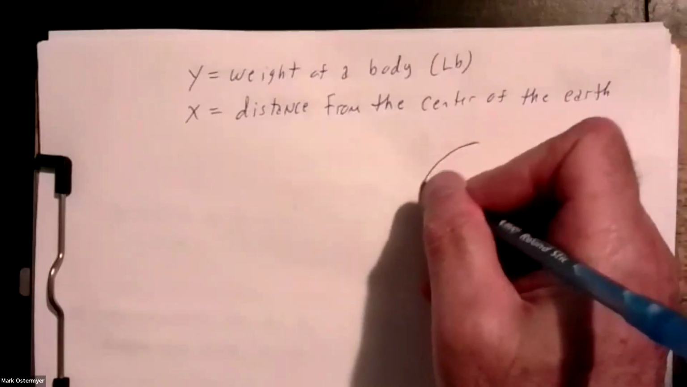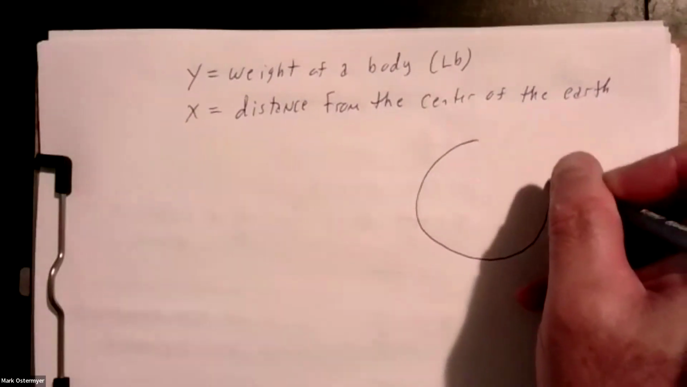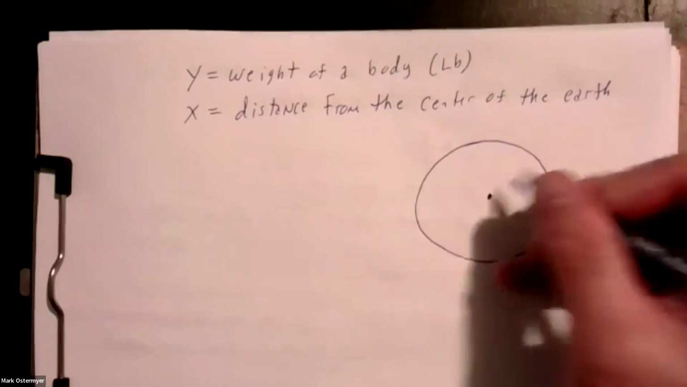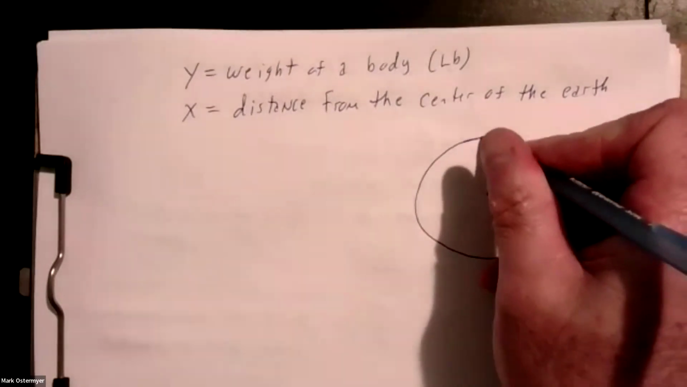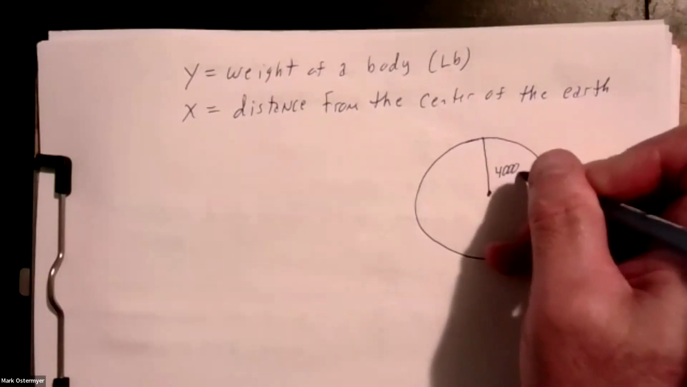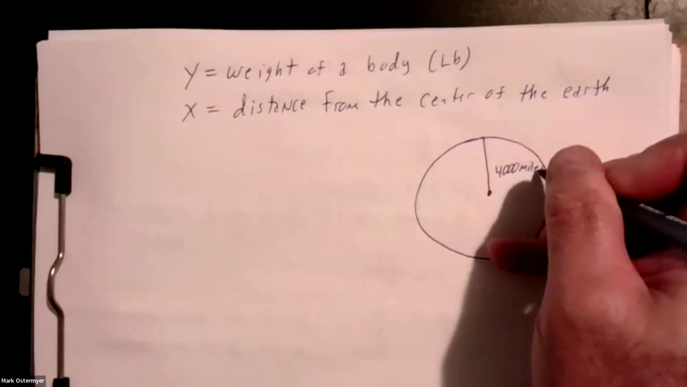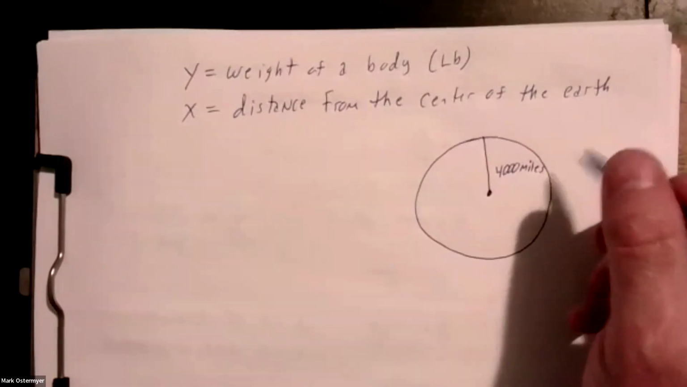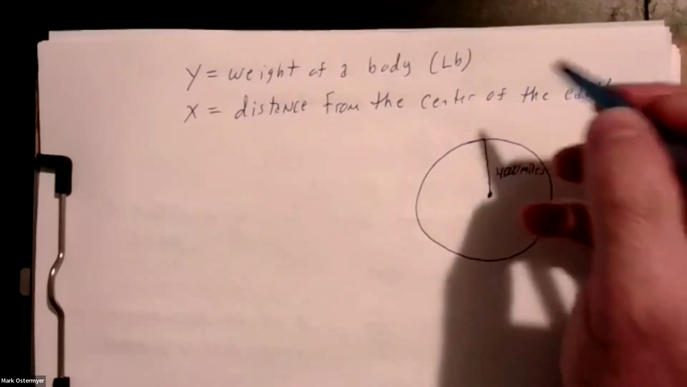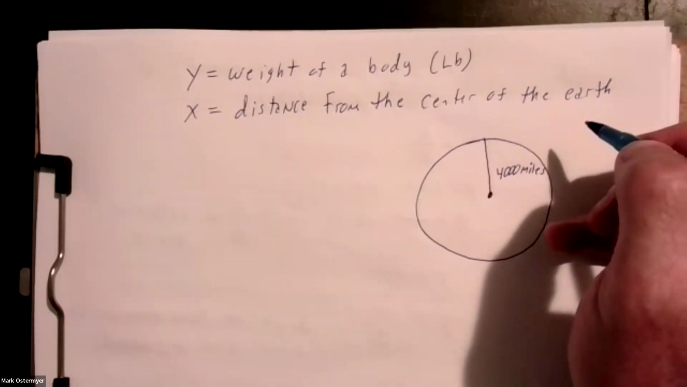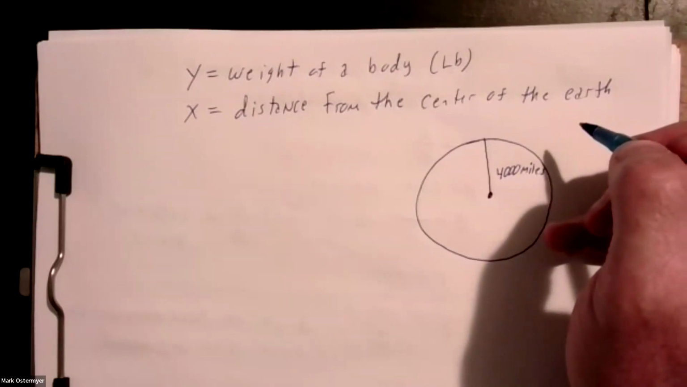Now, I must warn you, this is a picture of the Earth, not exactly drawn to scale, obviously. This is the radius of the Earth, which they tell us is about 4,000 miles. So it's about 4,000 miles to the center of the Earth. That's how big our planet is. So X is the distance from the center of the Earth.